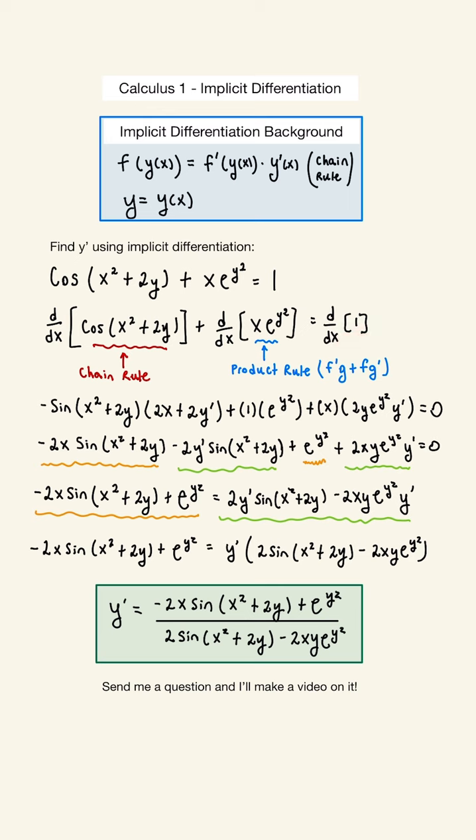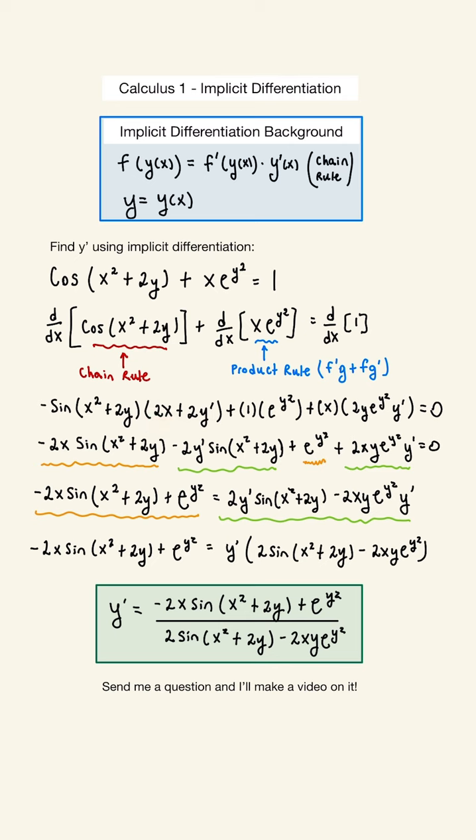The next step is we can go ahead and start applying our derivative using the chain rule. So we know the derivative of cosine will be negative sine. We'll leave this inside term alone. So that's the second step in our chain rule. So we'll have x squared plus 2y. And then we'll take the derivative of this inside term. And so we'll get 2x plus 2y prime.